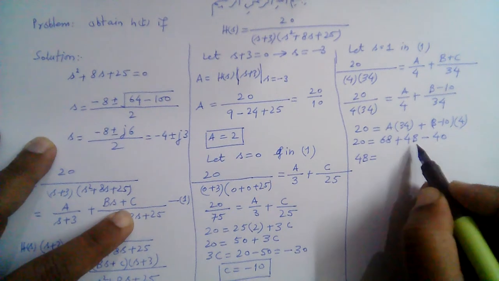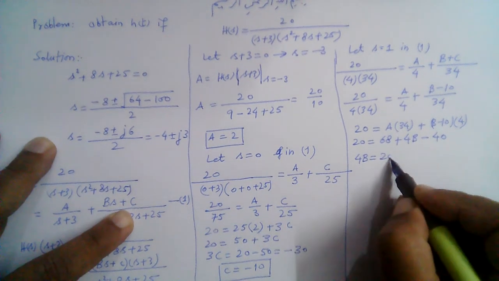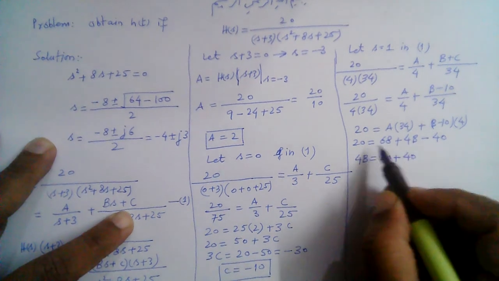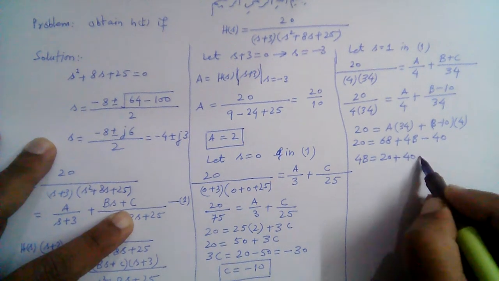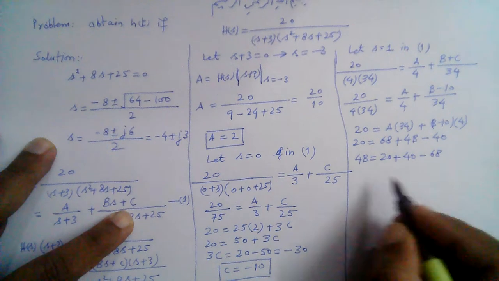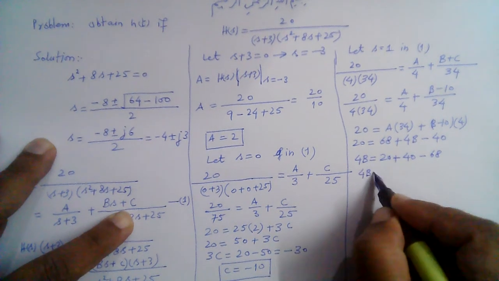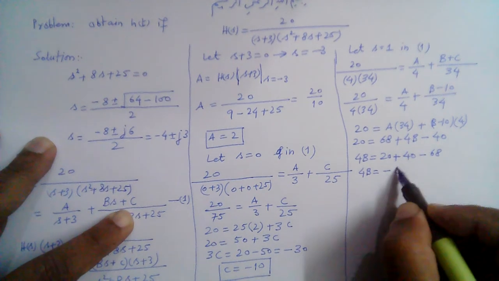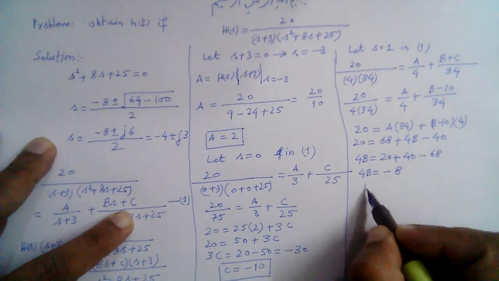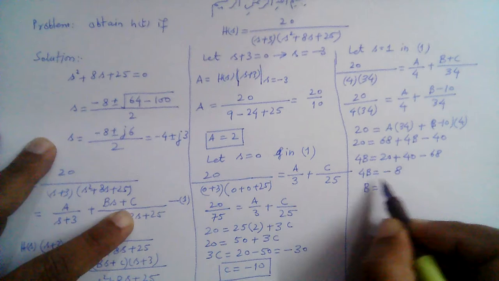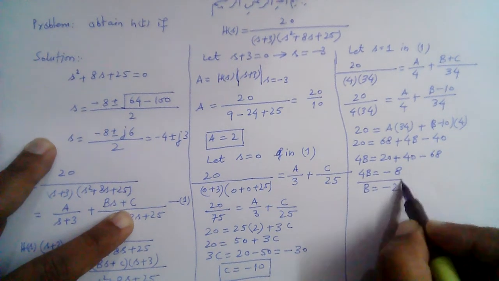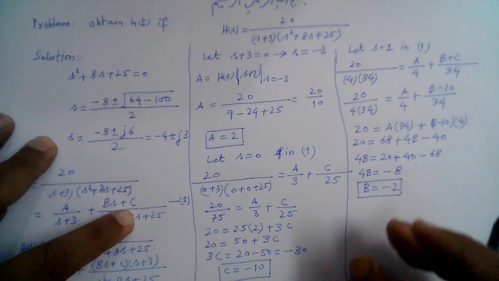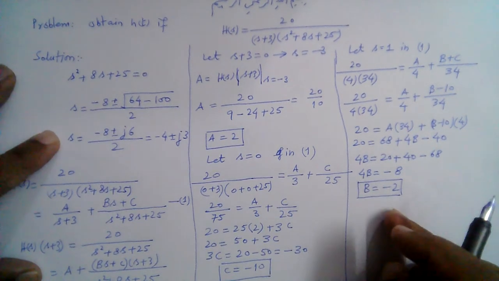So 4B is equal to 20 plus 40 minus 68. So 4B is 60 minus 68, that is minus 8. So this gives us B is equal to minus 8 over 4, that is minus 2. So we have determined all the three coefficients, right?